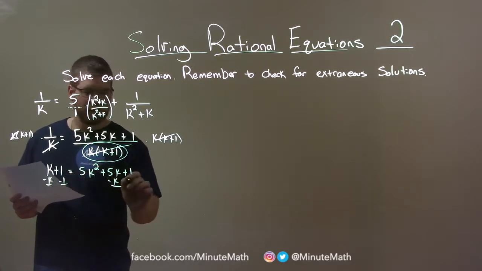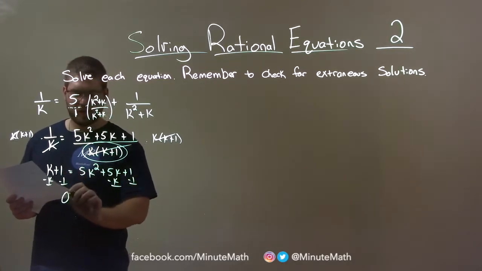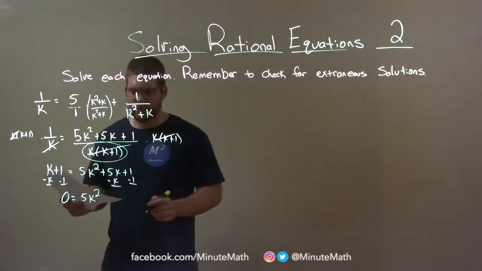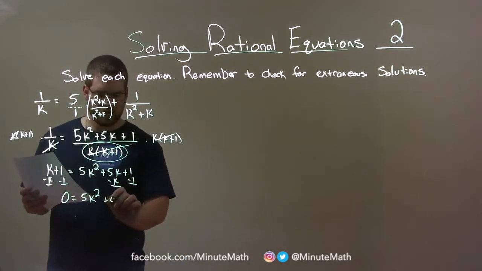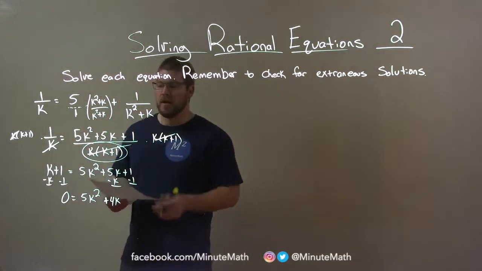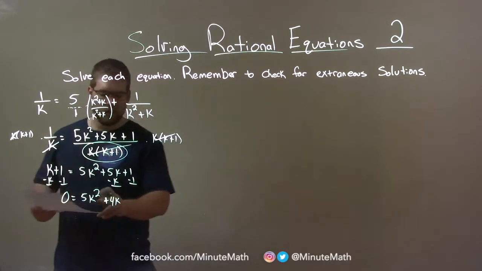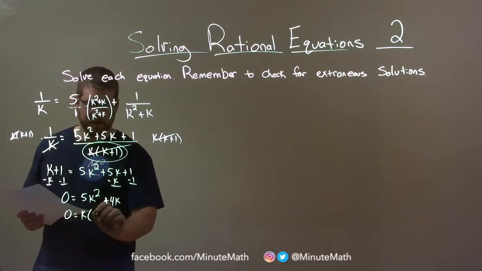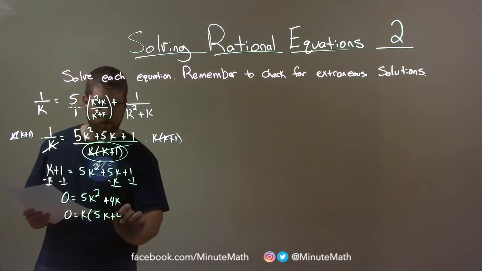And subtract a 1 to both sides. These cancel, give us 0, 5k squared. And then 5k minus 1k is a 4k, like the TVs. And 1 minus 1 is 0. So this actually becomes a little tricky. We can pull out a k here, and 0 equals k times 5k plus 4.